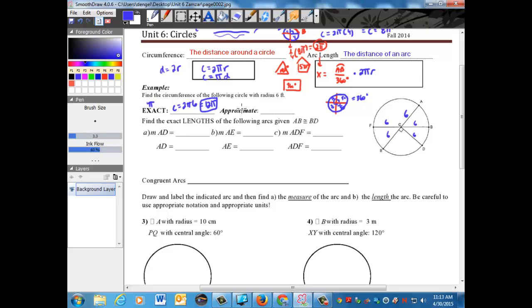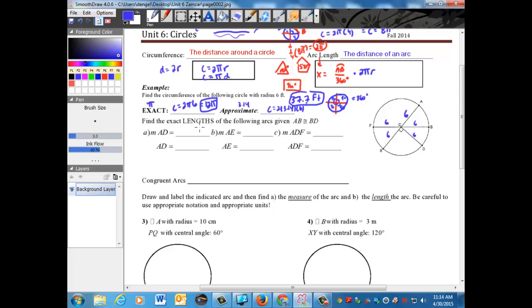When we use approximate, we plug in 3.14 for pi, so we would say C is equal to 2 times 3.14 times 6, and that would give us a grand total of 37.7 feet. Okay, and that would be an approximate answer because we used 3.14 for pi.